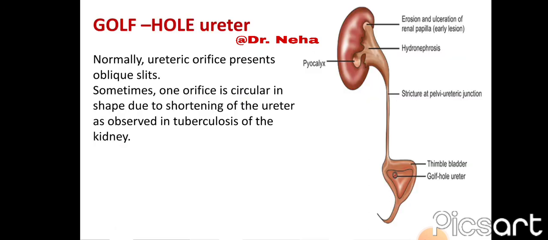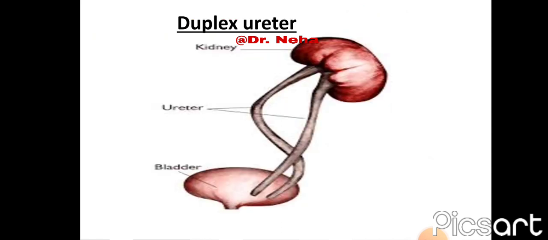Then we have golf hole ureter. Normally, ureteric orifice presents oblique slits. Sometimes one orifice is circular in shape, due to shortening of the ureter as observed in the tuberculosis of the kidney. Then the duplex ureter. When there is presence of double ureters, this is termed as duplex ureter.